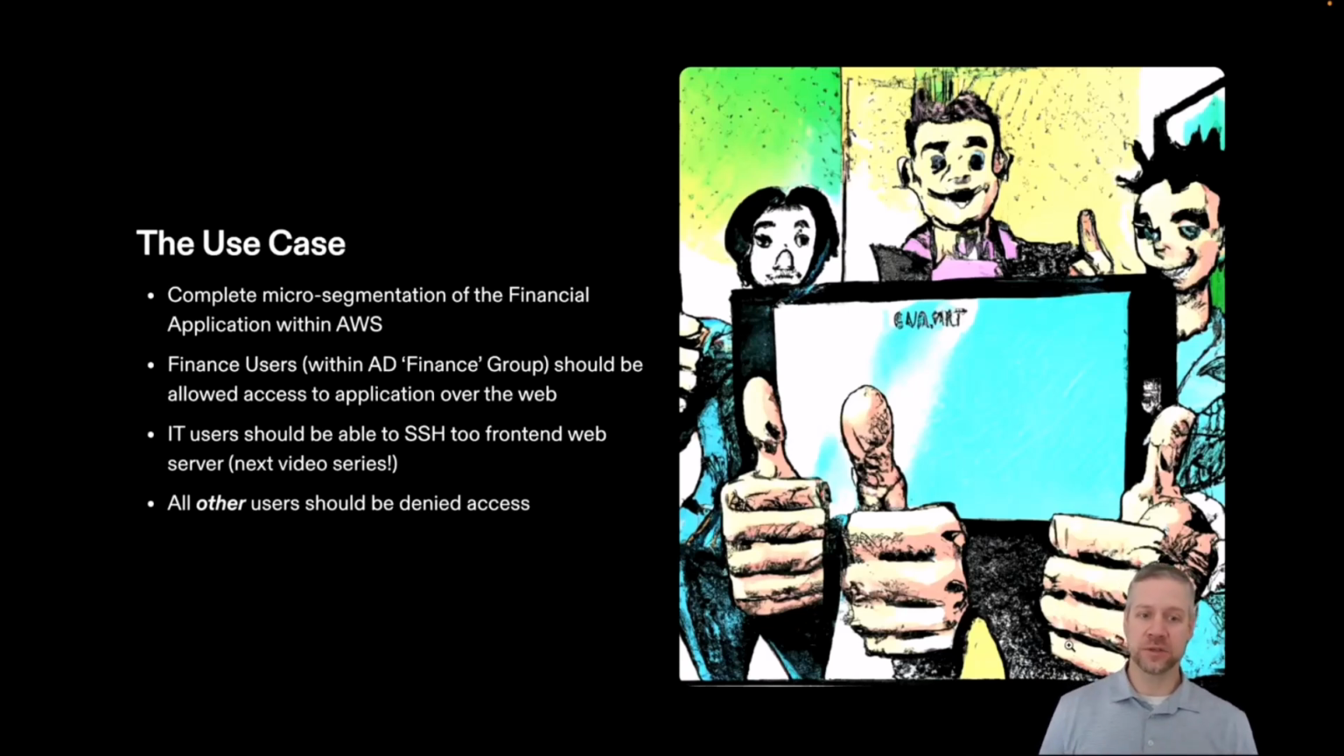We want the finance users that are within a specific group within Active Directory to be able to access that application over the web. Nobody else should be able to access that application. IT users should be able to SSH to the front end of that application. Again, I'm going to cover that in another video series because that's another bag of worms that we can open up. And then all other users trying to access this web invoicing application should be denied access. So it's a fairly simplistic use case, but again, we're layering together two very powerful technologies within the Cisco architecture, Cisco's umbrella of a platform, to comprise the entire solution.